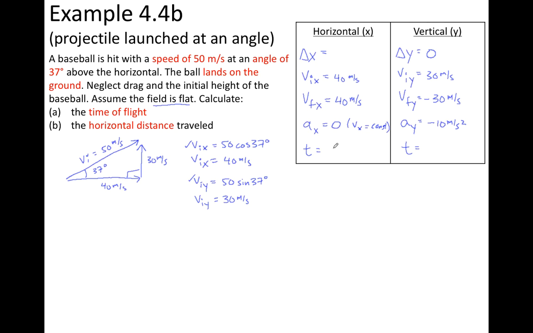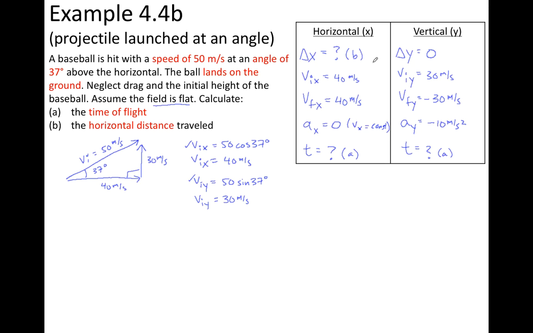Part A wants us to calculate the time, so that's our unknown for part A. And part B wants to know the horizontal distance traveled. Well, the horizontal distance is the change in the horizontal position. So that's what we're calculating in part B.